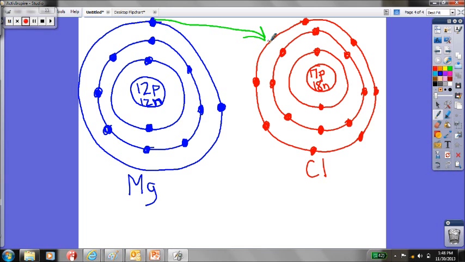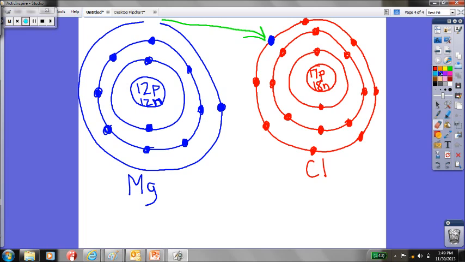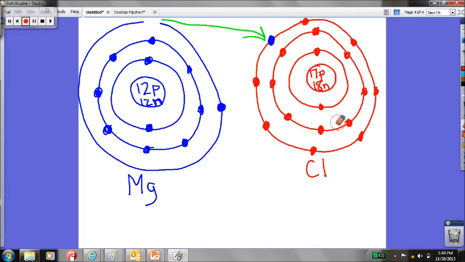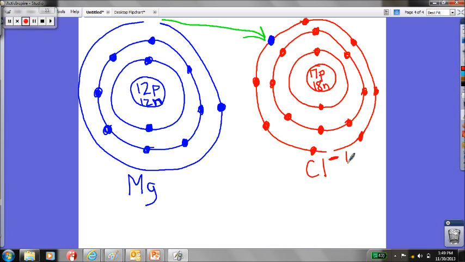So now this electron belongs to chlorine. I'm going to erase it from over here. And what happens to the chlorine is now it has a full valence shell. This chlorine atom has become an ion because now it has an imbalance of positive and negative charges. It's gained an electron, which means it's going to have a charge of -1. Sadly, this chlorine now has a full valence shell. It can't accept this other electron that magnesium wants to get rid of.